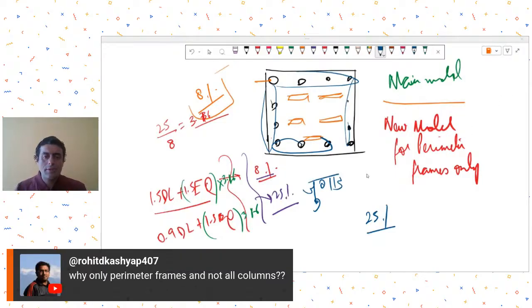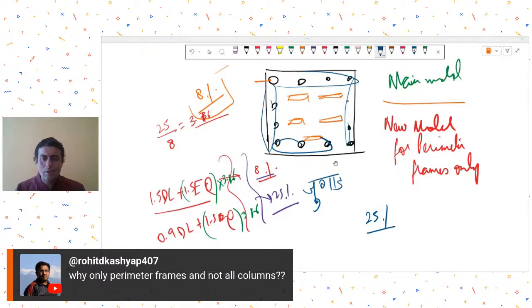Mr. Rohit Kashyap is saying, why only perimeter frames and not all columns? I think that is how the code gives. If I remember correctly, is the requirement for perimeter frames, or is it for all columns? I'm not fully remembering, but let me just check. If it is for all columns, then it will be this method. You can just apply it for all columns. There's no problem.